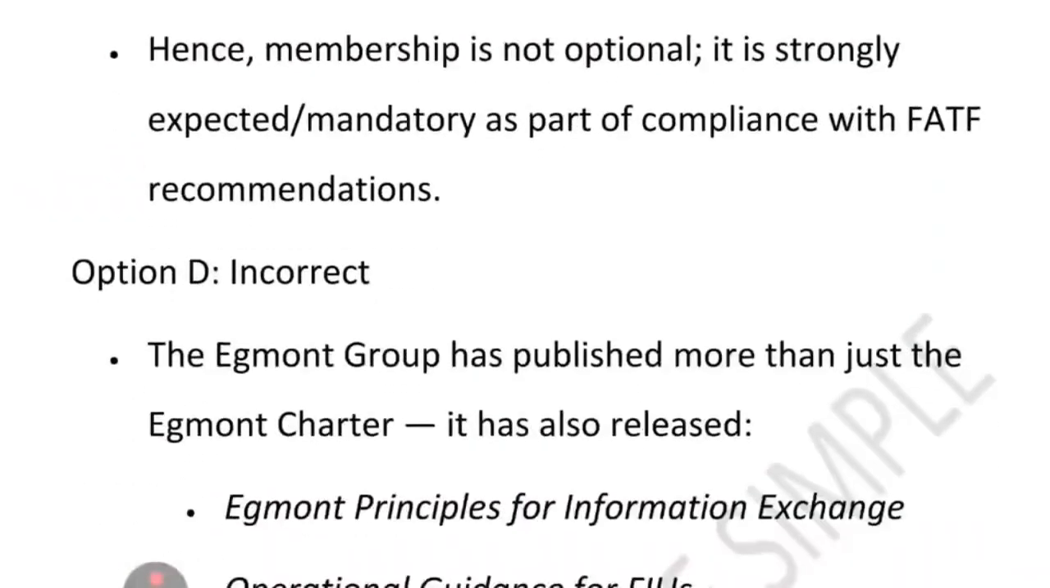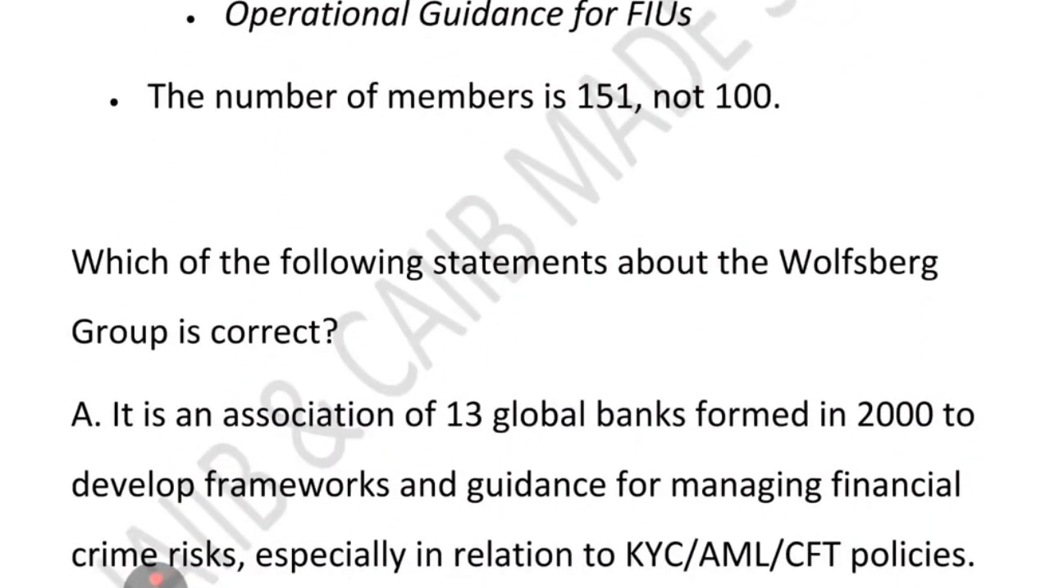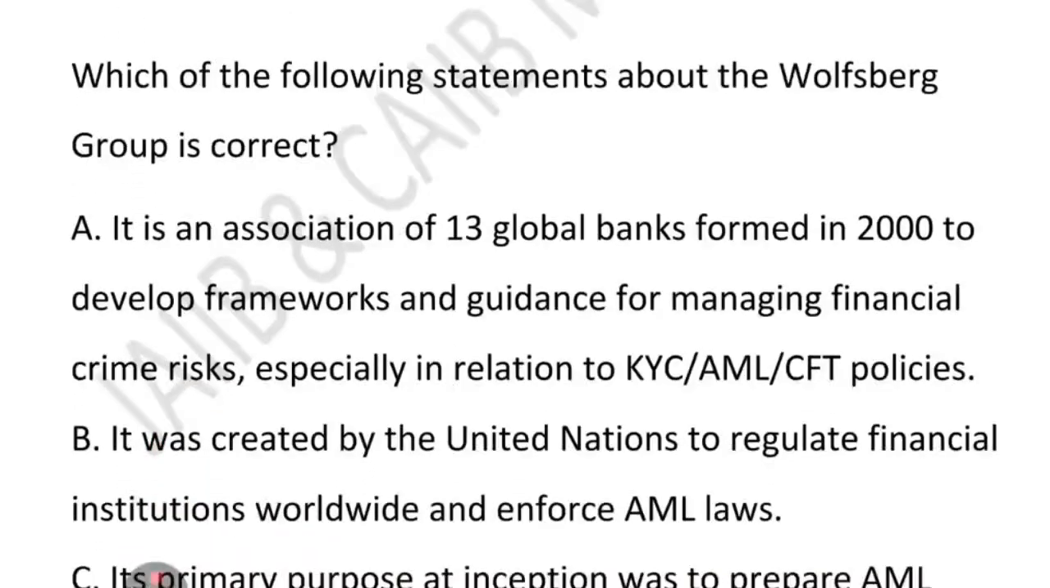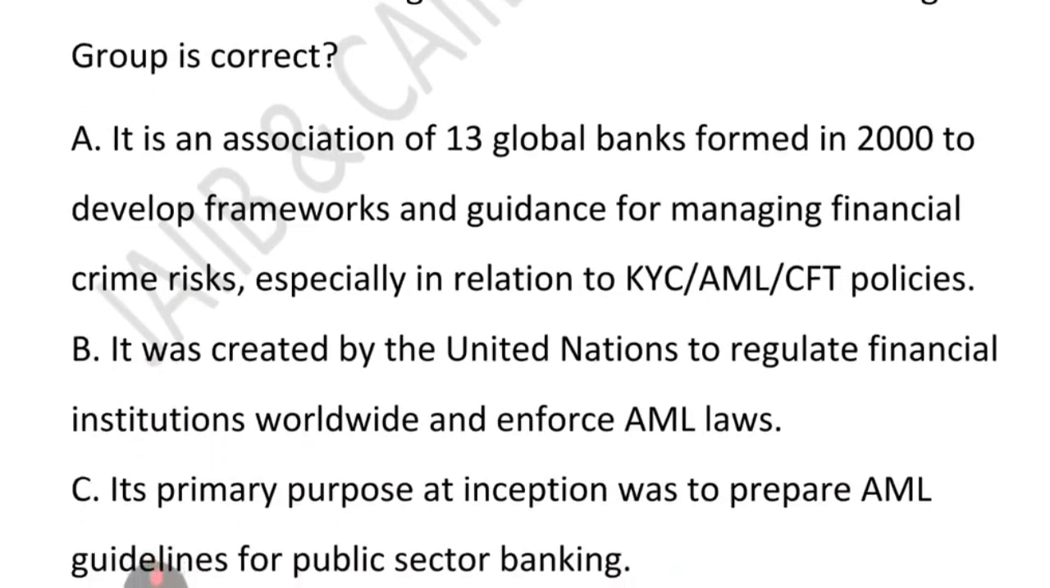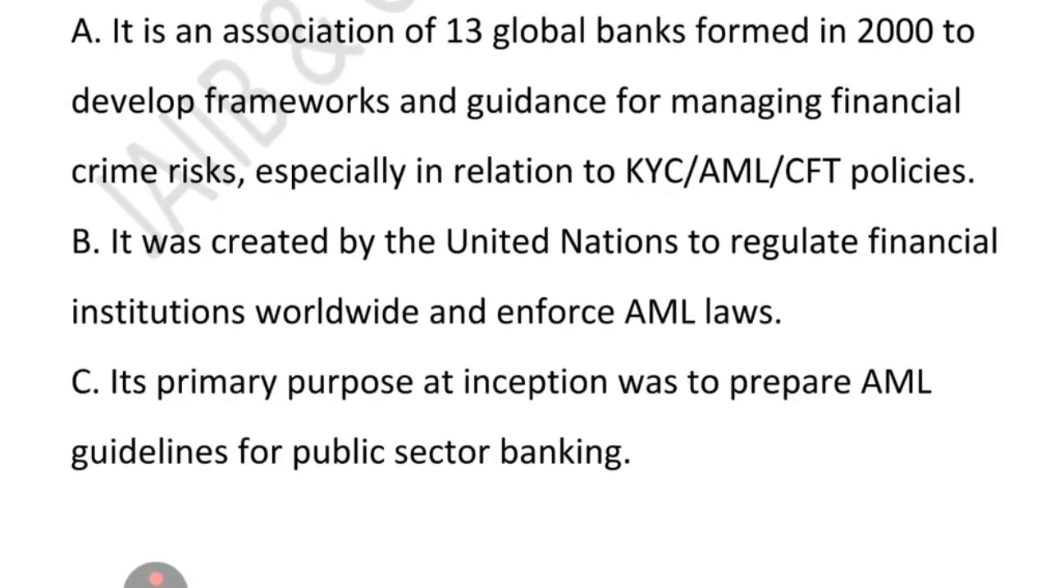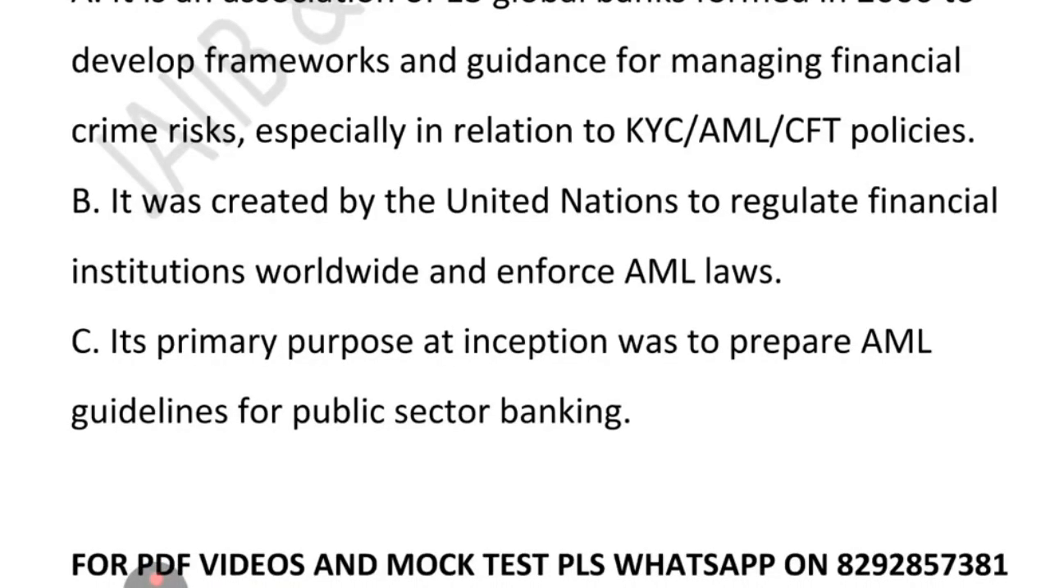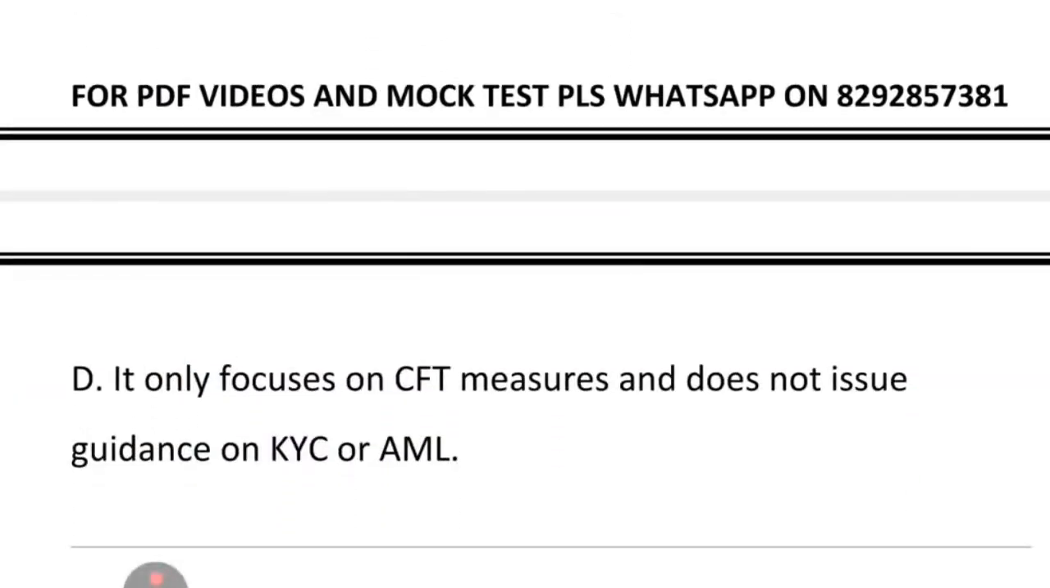Now, let's see the next question that we have. So question number 2, which was asked in the examination, is like this. The question is: which of the following statements about the Wolfsberg Group is correct? Option A, it is an association of 13 global banks formed in 2000 to develop frameworks and guidance for managing financial crime risk, especially in relation to KYC, AML and CFT policy. Option B, it was created by the United Nations to regulate financial institutions worldwide and enforce AML law. Option C, its primary purpose at inception was to prepare AML guidelines for public sector banks. Option D, it only focuses on CFT measures and does not issue guidance on KYC or AML.